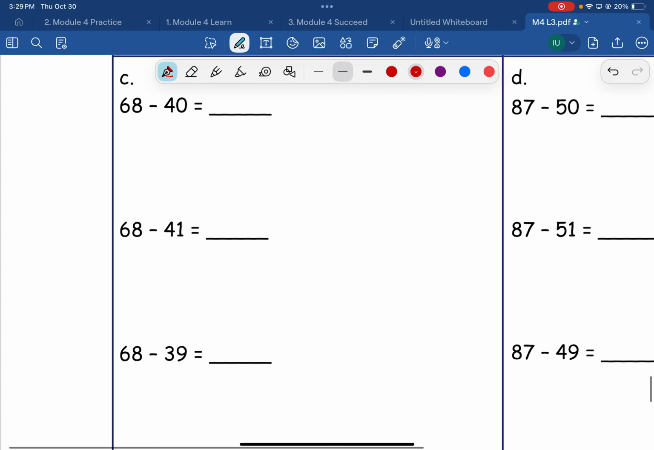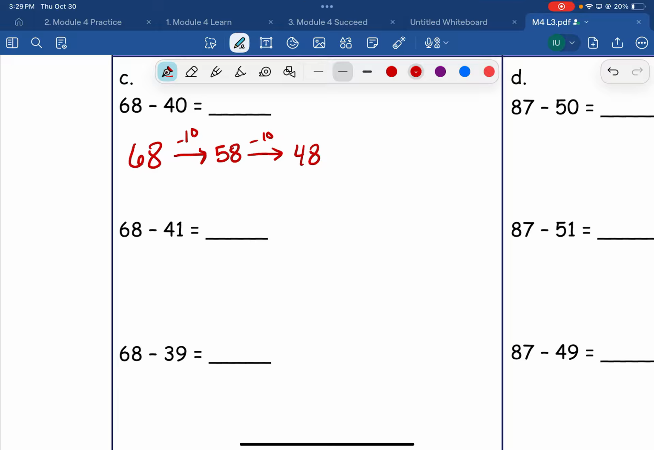We have 68 minus 40. So we're going to continue. The first one is going to have to be arrow way. So we're going to take away 4 tens. So we take away a 10, we have 58. 58 take away a 10, we have 48. 48 take away a 10, we have 38. 38 take away a 10, we've got 28. Okay, we took away 4 tens, 10, 20, 30, 40, and our answer is 28.